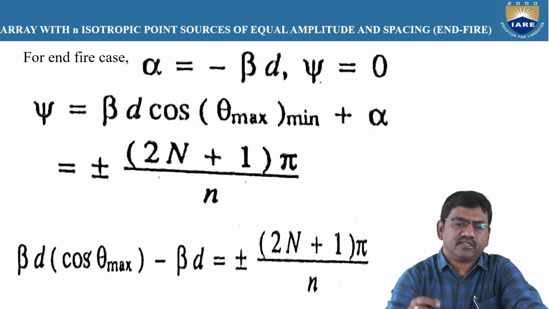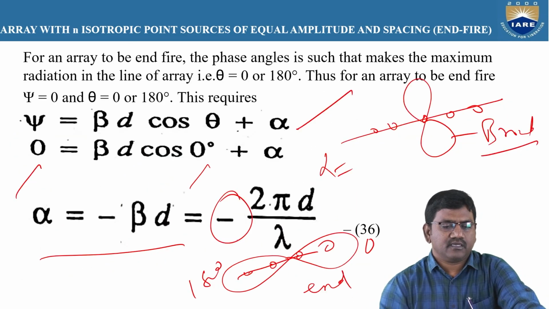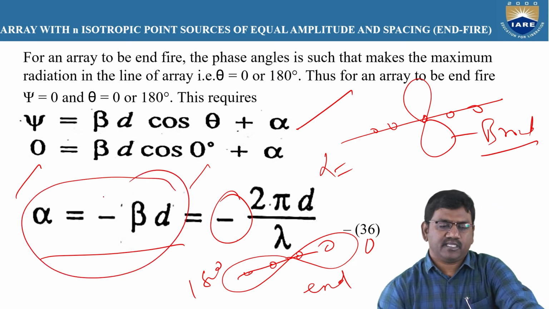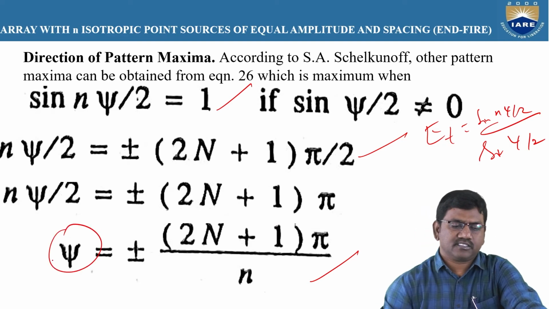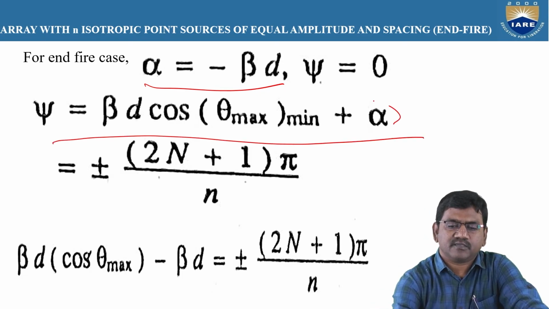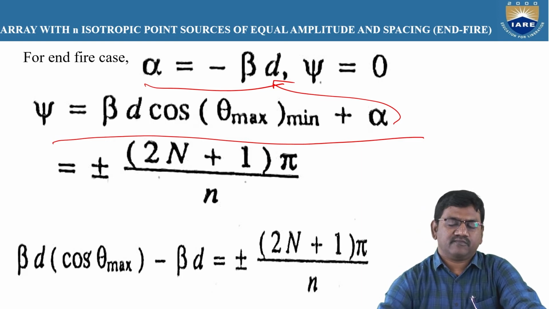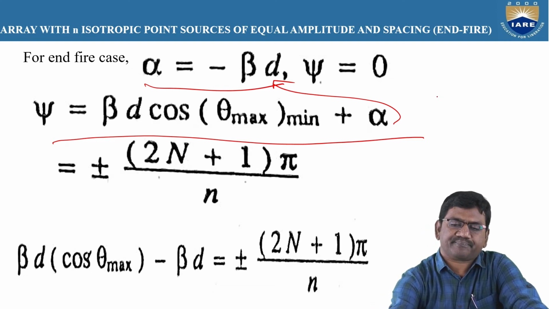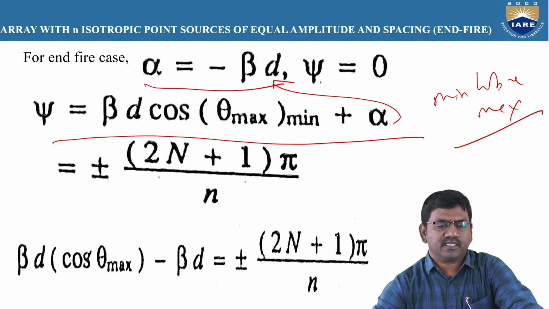Substitute for the end-fire case, alpha is equal to minus beta d. Right? So just now we have derived that alpha for the end-fire case is minus beta d. Now substitute this alpha is equal to minus beta d here. In this case, psi is equal to beta d cos theta plus alpha. Substitute this alpha here. Right? Psi is equal to beta d cos theta plus alpha. Substitute alpha is equal to minus beta d. So now we are going to find out the minor lobe maxima. We are going to find out the minor lobe maxima.